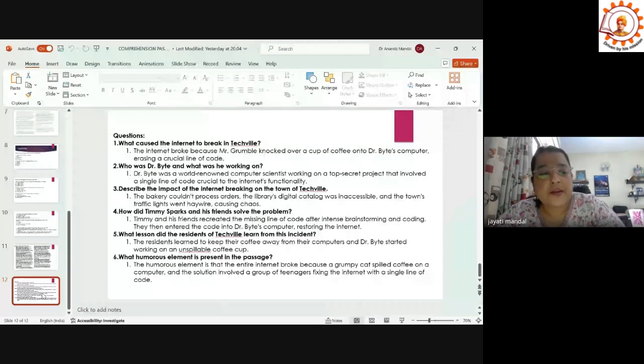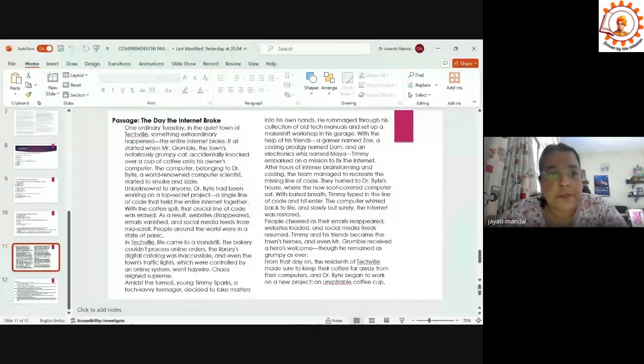So you can find out easily what caused the internet to break. Here you can go through the third, fourth, and fifth lines. There you get your answer. Now you are skimming through the paragraph. Do you understand? As you get the question, you are skimming through the first 4 to 5 lines. What caused the internet to break in Techville?